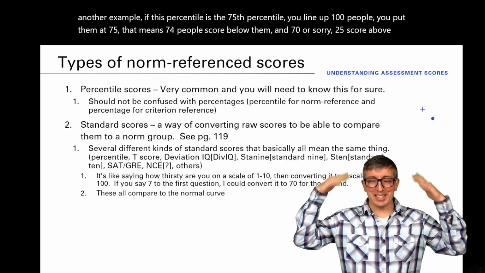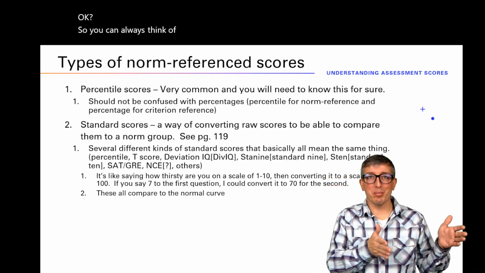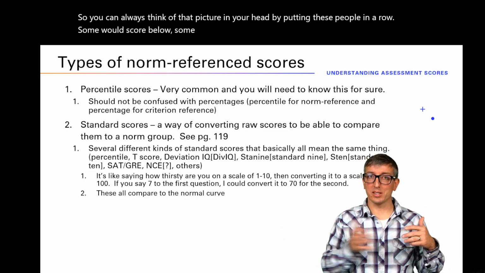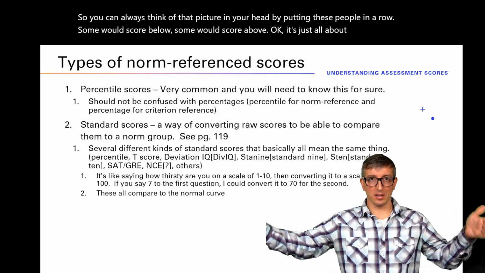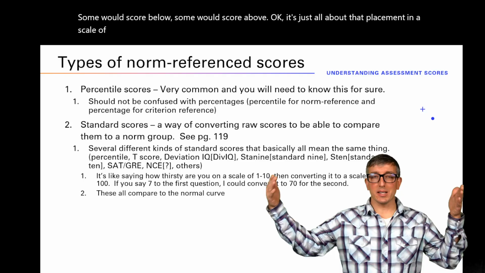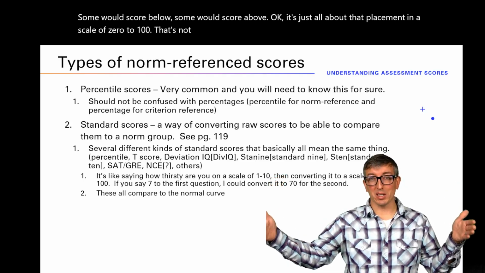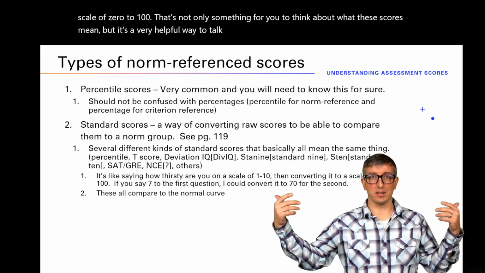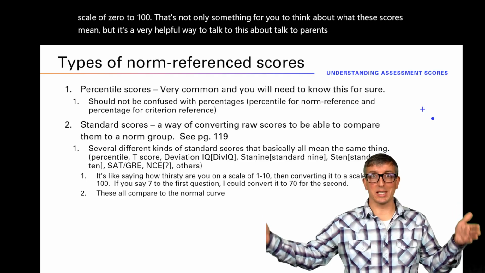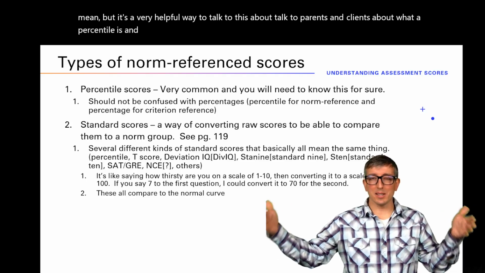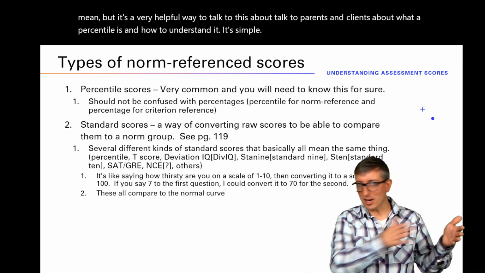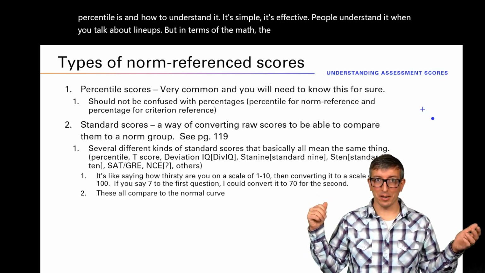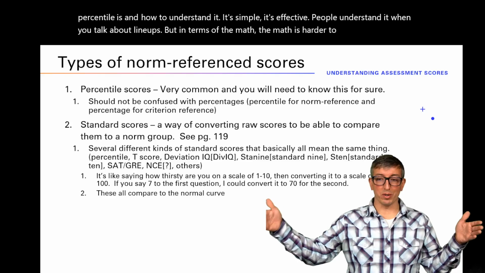Okay. So you can always think of that picture in your head. If I put these people in a row, some would score below, some would score above. It's just all about that placement on a scale of 0 to 100. That's not only something for you to think about what these scores mean, but it's a very helpful way to talk to parents and clients about what a percentile is and how to understand it. It's simple, it's effective. People understand it when you talk about lineups, but the math is harder to understand. Okay, so we'll come back to that over and over again.